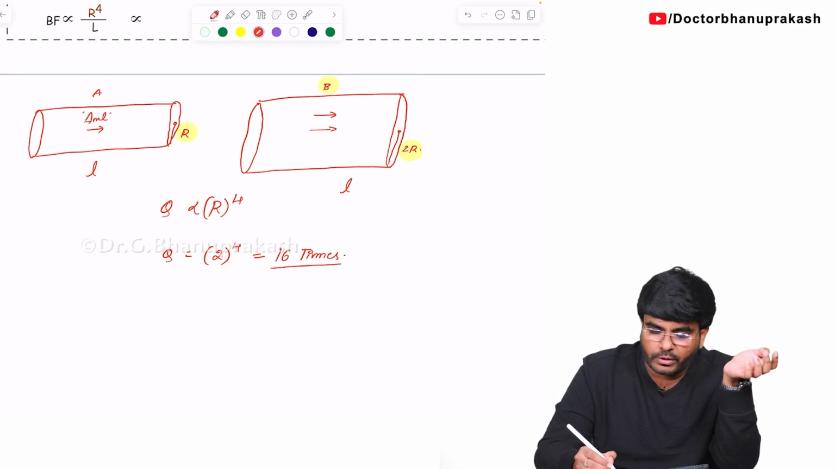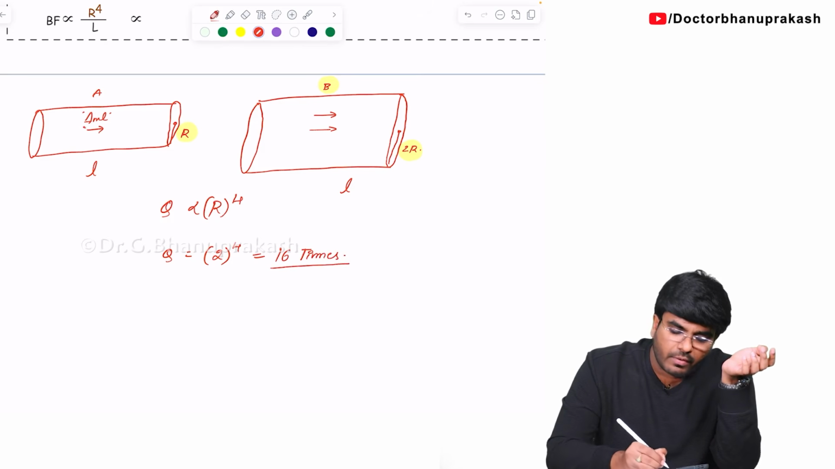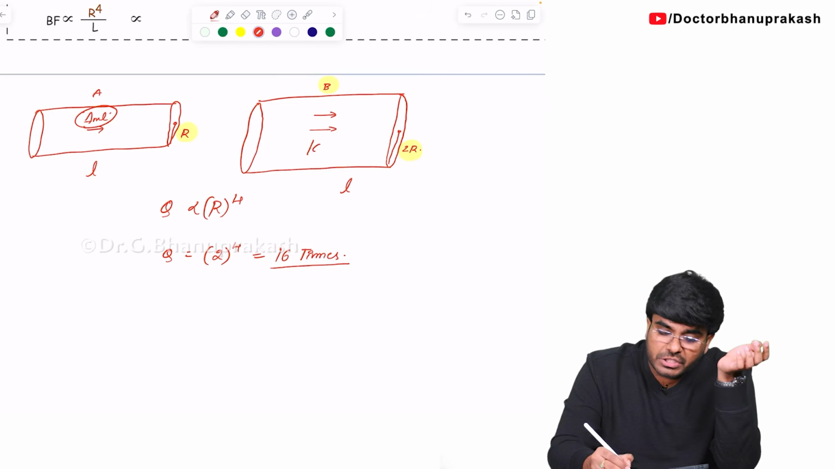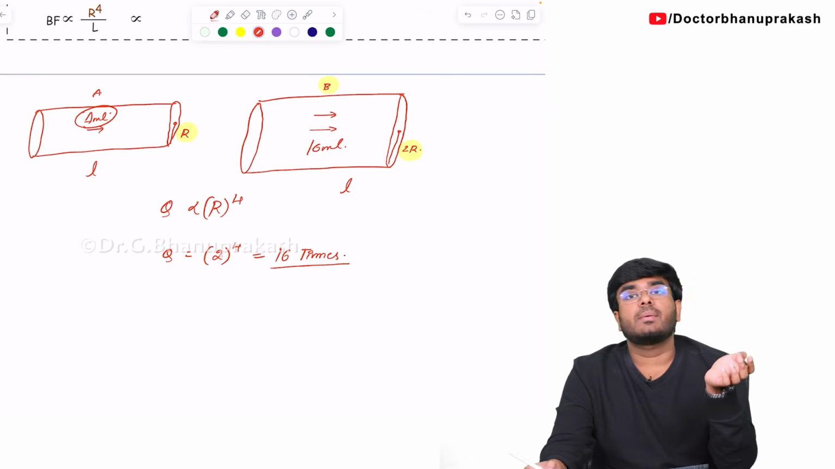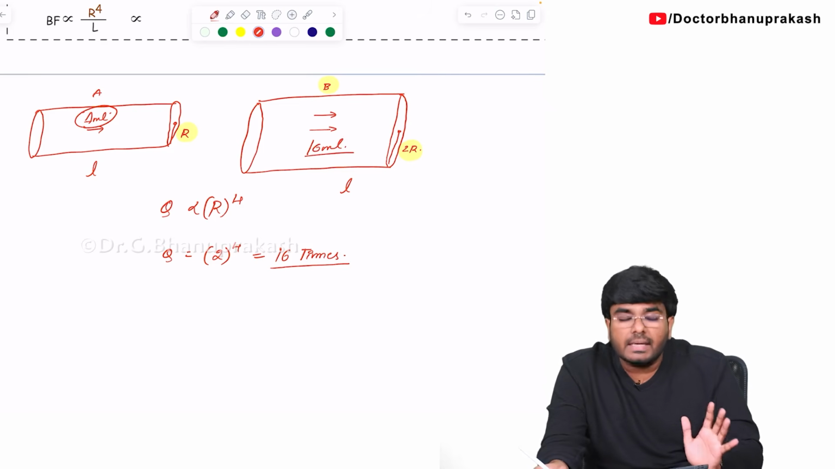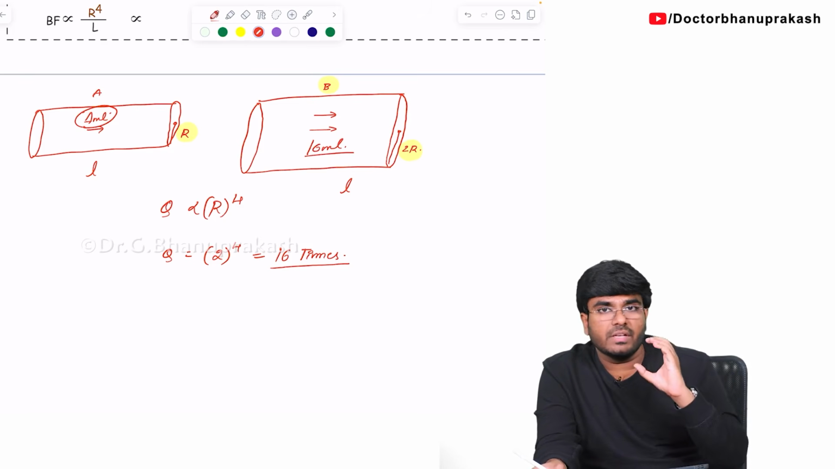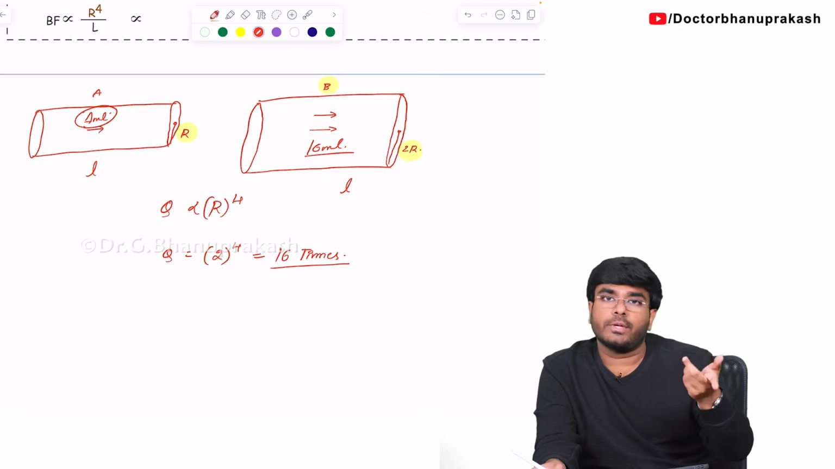So, blood flow is going to increase by 16 times. If here 1 ml of blood is passing, here 16 ml of blood will pass. So that is what happens if you just dilate a blood vessel, if you increase the radius. If you double the radius, 16 times more blood is going to flow.